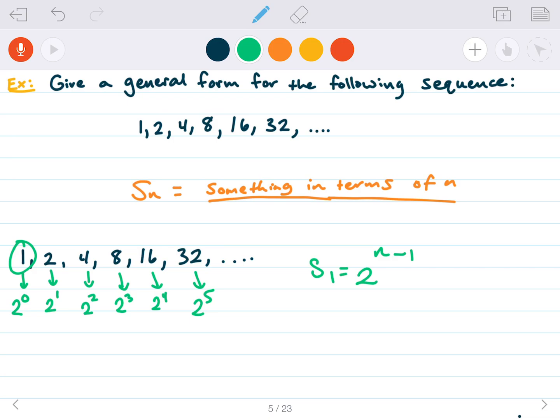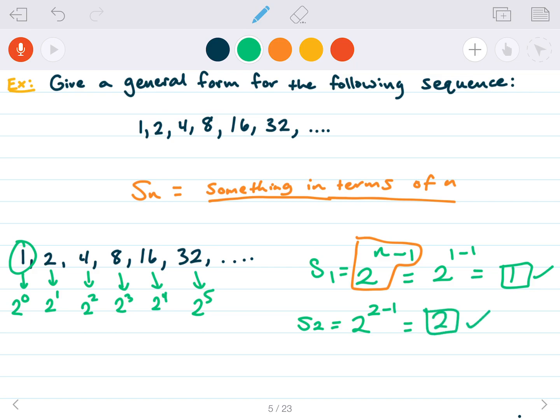So if I plug in 1 for n, I get 2 to the 1 minus 1, which is 2 to the 0, which is 1. That checks out. That's the number in the first position. What about the number in the second position? We should get 2 there, right? Well, if I plug in 2 for n into this formula, I get 2 to the 2 minus 1. That's just 2 to the first, which is 2. That checks out. What about the third one?